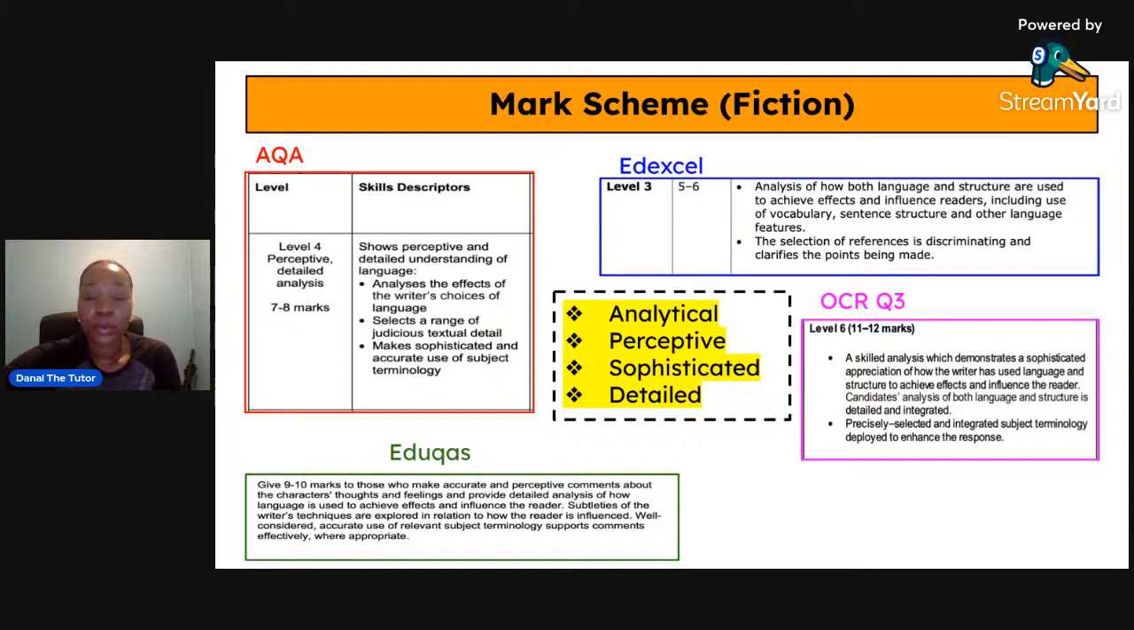The different exam boards basically want you to be analytical, perceptive, sophisticated in your approach, and detailed. Edexcel and OCR, for example, are slightly different. They want you to look at both language and structure. Today, we are focusing on just the language element, and everything that we do today, you can apply to that question for your language analysis specifically, not your structure.